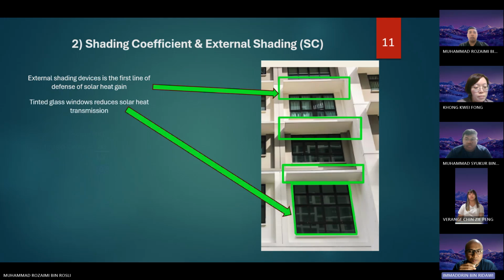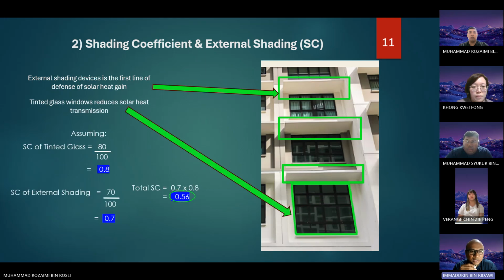Secondly, there are ways to reduce the solar heat gain. One of the ways is the shading coefficient, which is the external shading, as you can see, which we can find in HDB blocks. And secondly is the tinting of the windows. Both of these are the first line of defense against solar heat gain. Both of these calculations are shown below, assuming 0.8 and 0.7. Multiplying both of these together, we get the total shading coefficient that can be used for the calculations later on. Next.